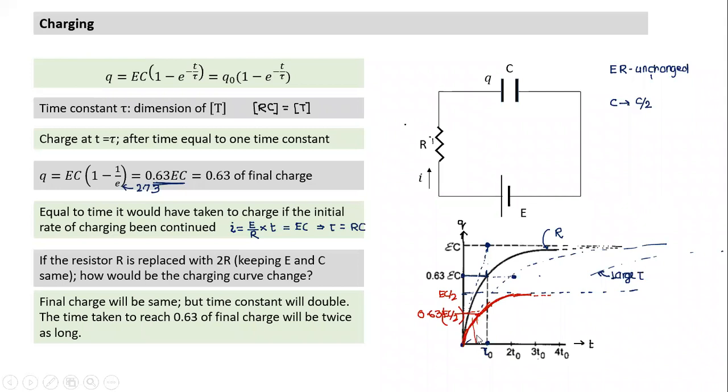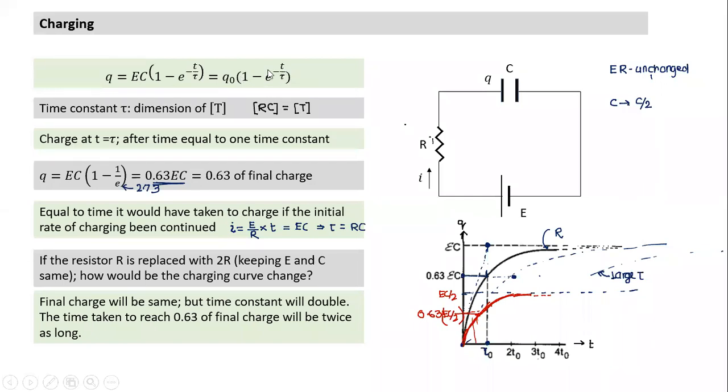Sir, if we take Q equals EC times 1 minus 1 by e power 1 by 2, will we get a different value? You'll get the same thing. How would you get a different value? Whatever may be the shape of the curve, the Q naught will change. But whenever t is equal to tau, this expression will always come equal to 0.63. It has nothing to do with the shape.